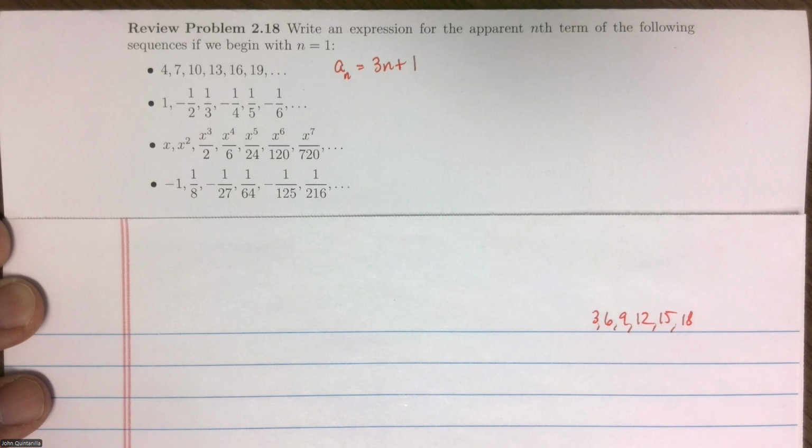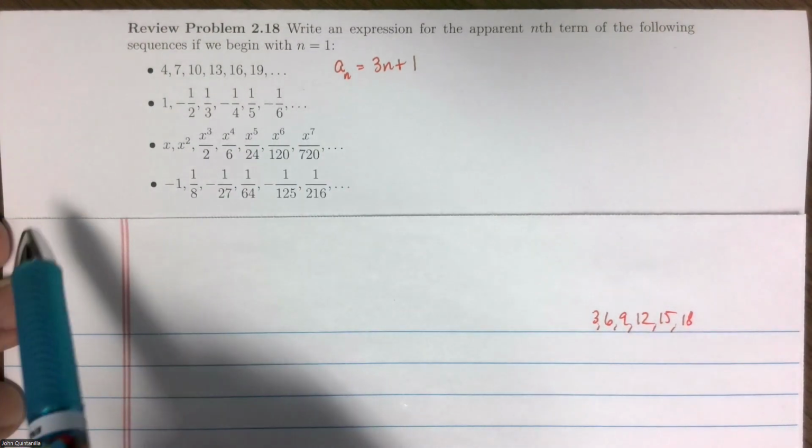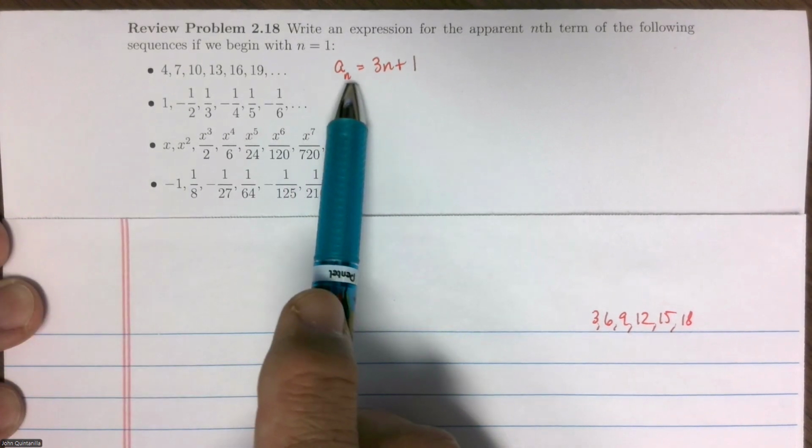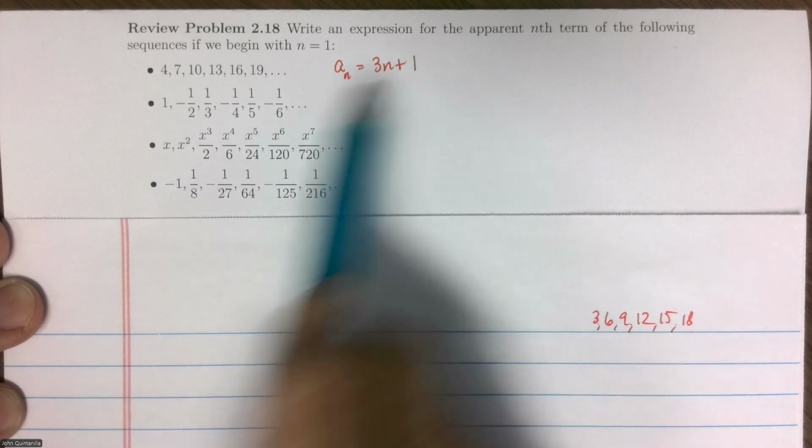In a previous class, you may have seen that this is called an arithmetic sequence, and there's actually a formula for that that you may have seen in pre-calculus for an arithmetic sequence. Here, I'm just kind of eyeballing it.